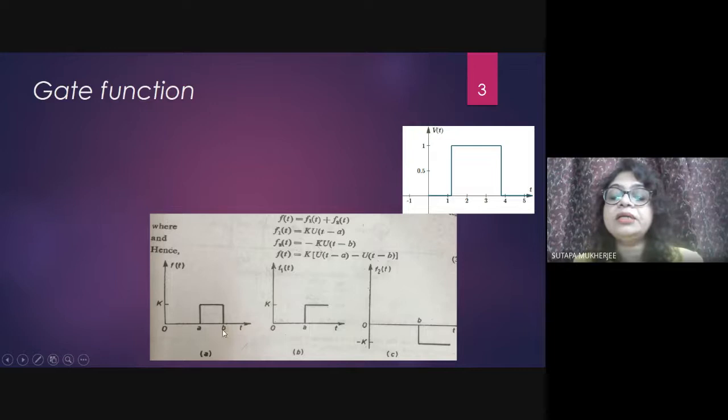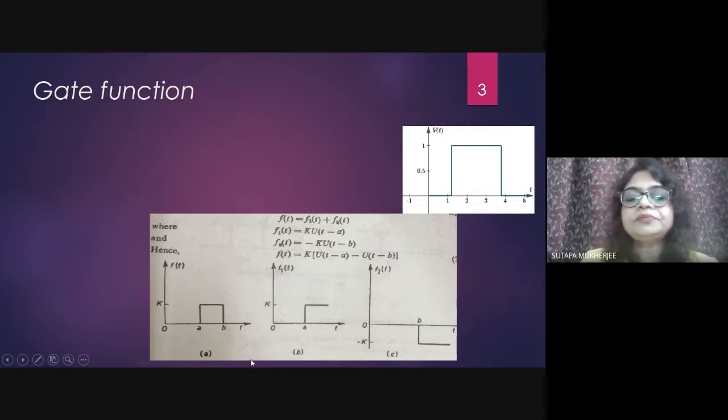And at the point where you want to stop the step function, you have to put a different step function which will start at the point b. Then you will be able to get the square, that is the gate function. So the function will be the summation of two step functions, k u(t minus a) minus u(t minus b), because if you put it like this, then you will be able to get this gate function. Is it clear?